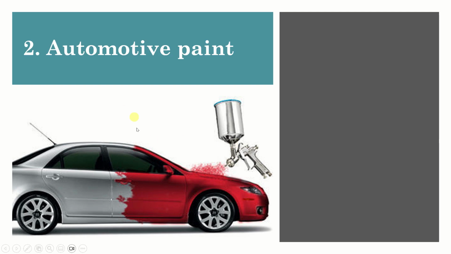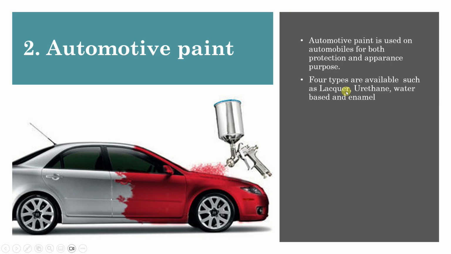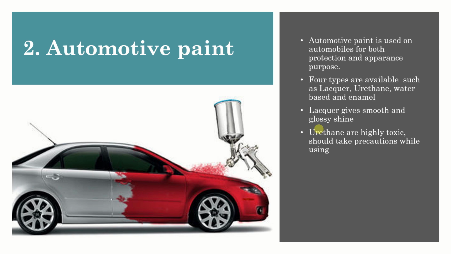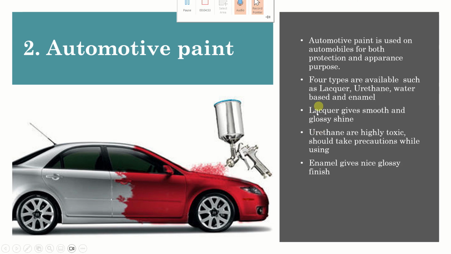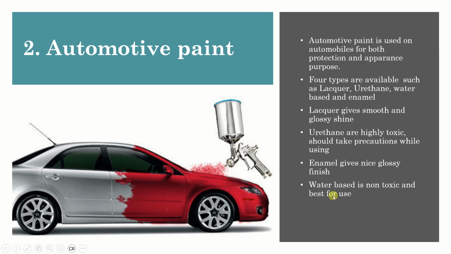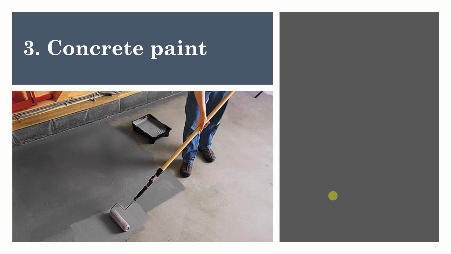Automotive paint, as you can clearly see, is applied to automobiles. The paint is used on automobiles for both protection and appearance purposes. Four types are available: lacquer, urethane, water based and enamel. Lacquer gives a smooth and glossy shine, and urethane is highly toxic, so precautions should be taken while using it. Enamel gives a nice glossy finish. Water based is non-toxic and best for use.